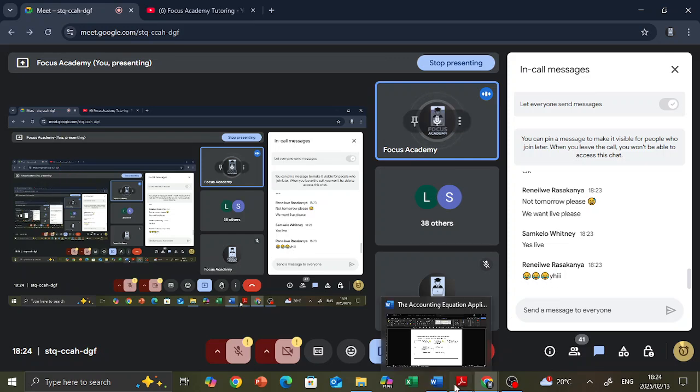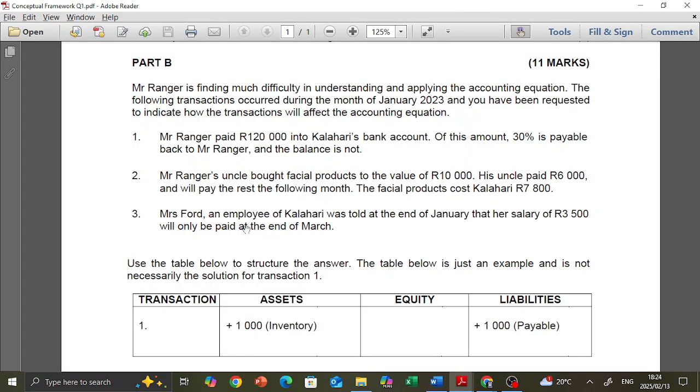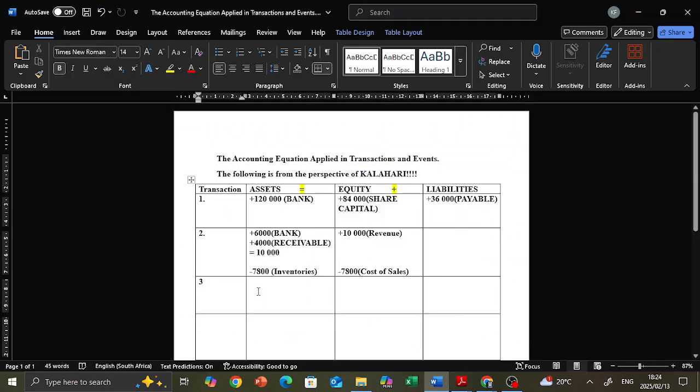Okay, last but not least, guys. The answer. Okay, assets, 0. Right? And then what did we say? Minus equity, 3,500 salaries. Okay? And plus 3,500. Okay? Which is payables.